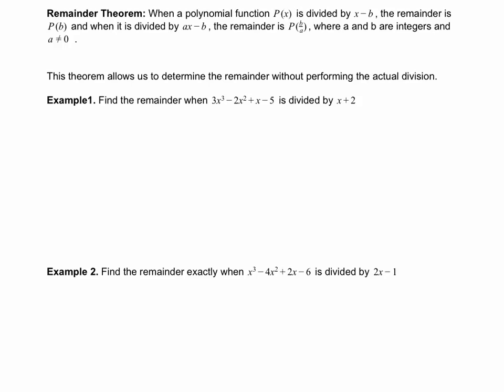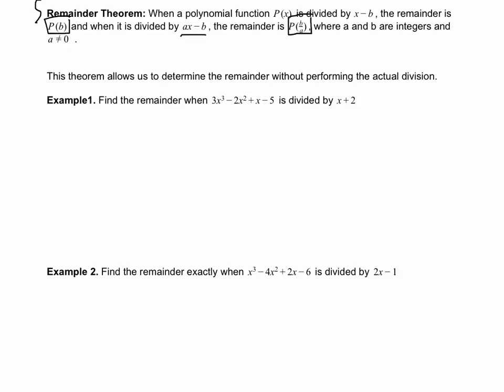In this video, we are going to examine the remainder theorem. The remainder theorem states that when a polynomial function p of x is divided by x minus b, the remainder can be found by finding p at b. And when it's divided by ax minus b, we can find the remainder by subbing in p at b over a, where both a and b are integers and a cannot equal 0.